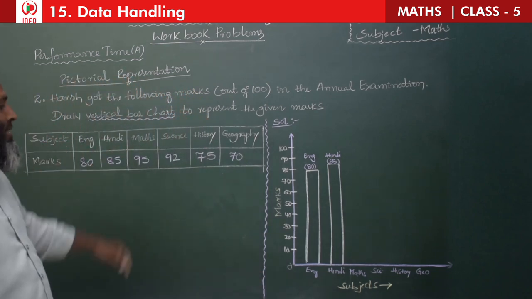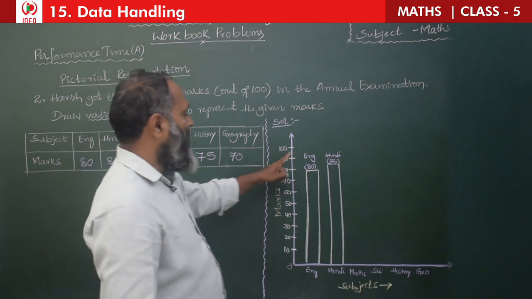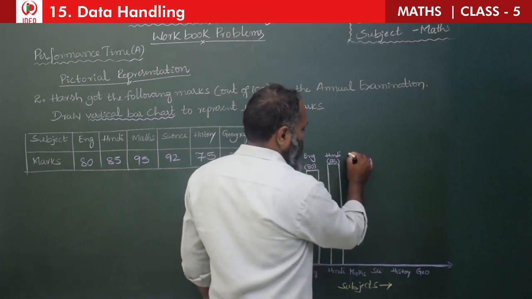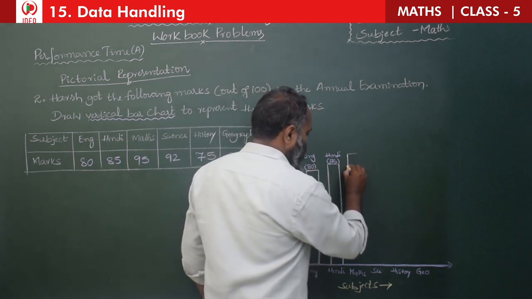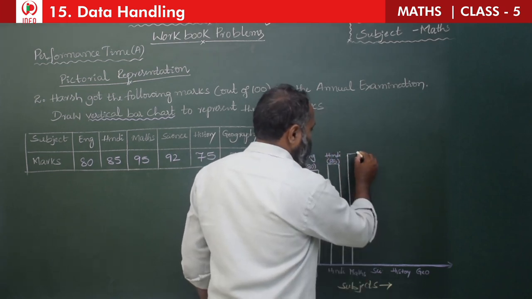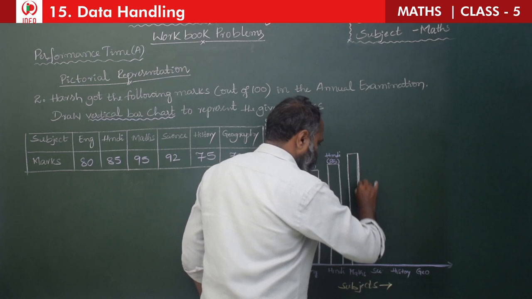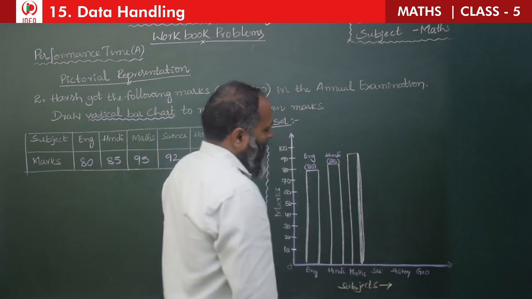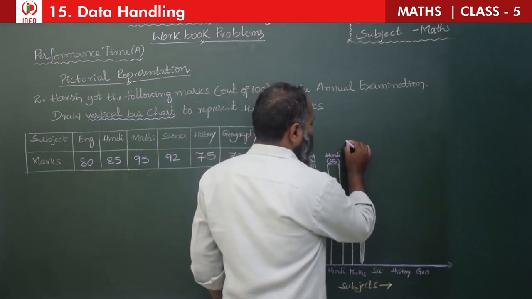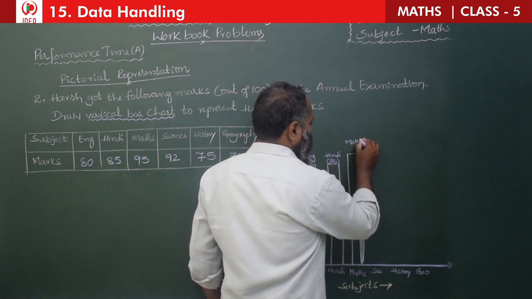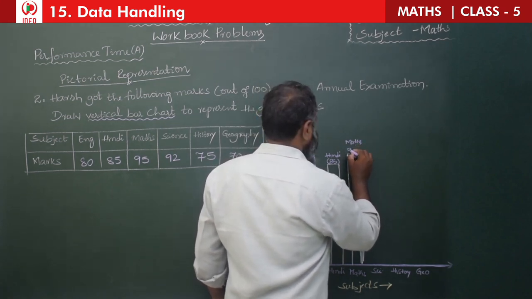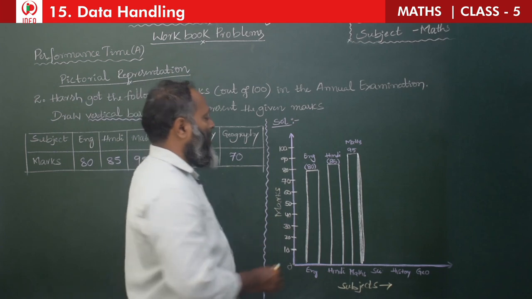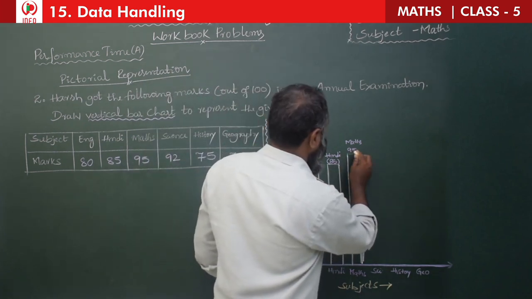Next, maths 95. Where is 95 here? In between 90 and 100, so 95 will come at the dark line between 90 and 100. Leave one centimeter, one box, in between and draw a bar. This is the bar graph, okay. So this is about maths. How much in maths? 95, in between 90 and 100, a little bit higher.